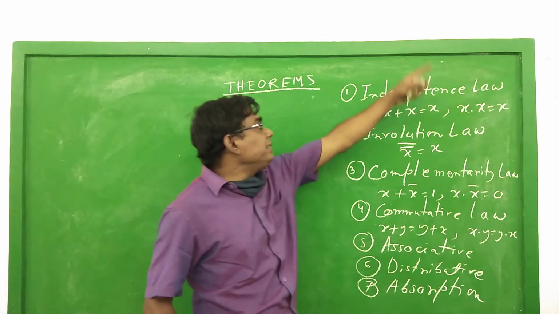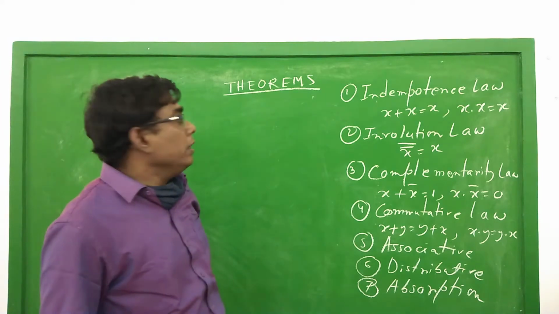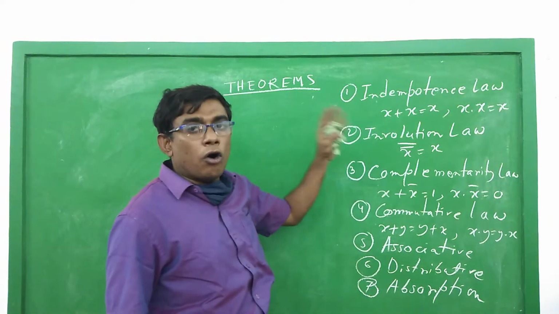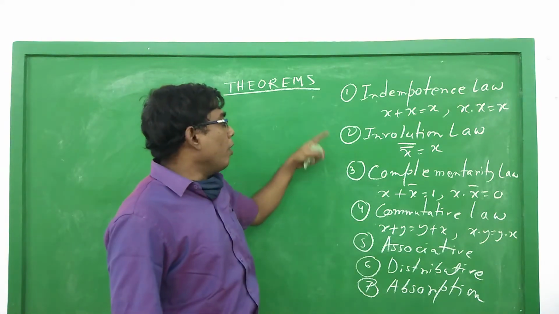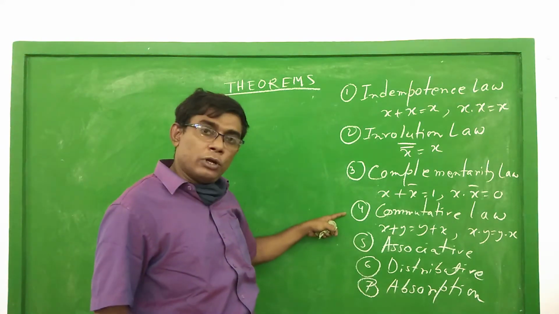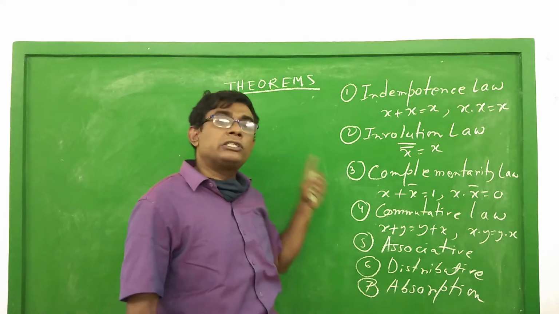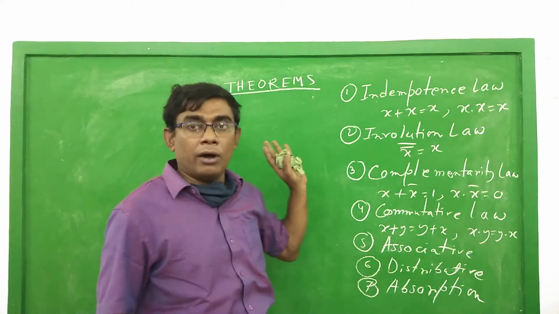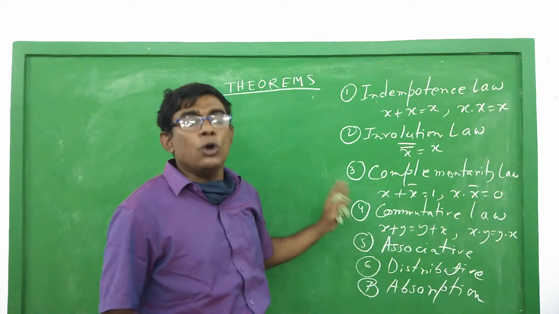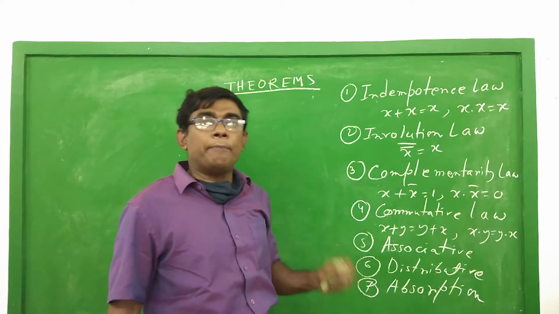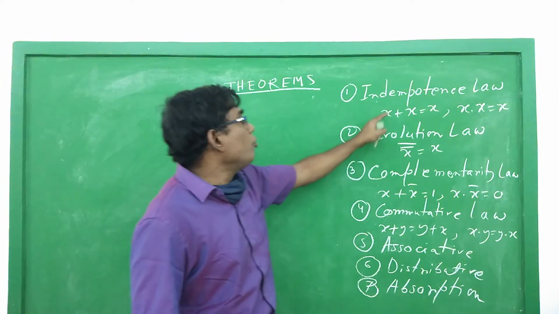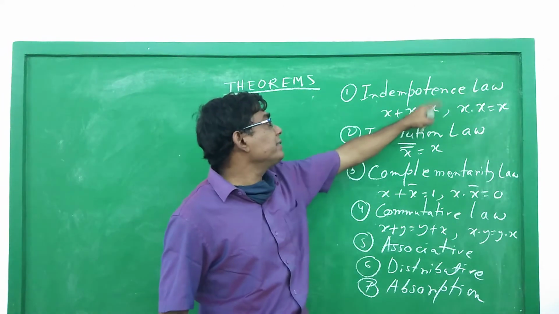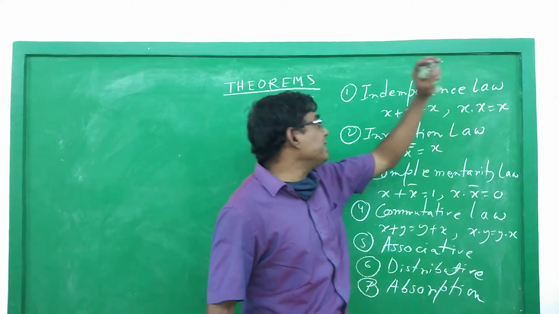First theorem is idempotence law. These are the basic laws. How many laws are there? Idempotence law, involution law, complementarity law, commutative law, associative law, distributive law and absorption law. We have to prove them with the help of truth table. So first one is idempotence law. What is the law? X or x equal to x, and x and x equal to x.